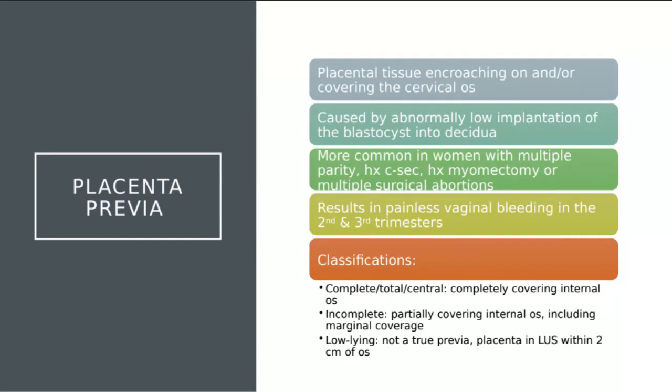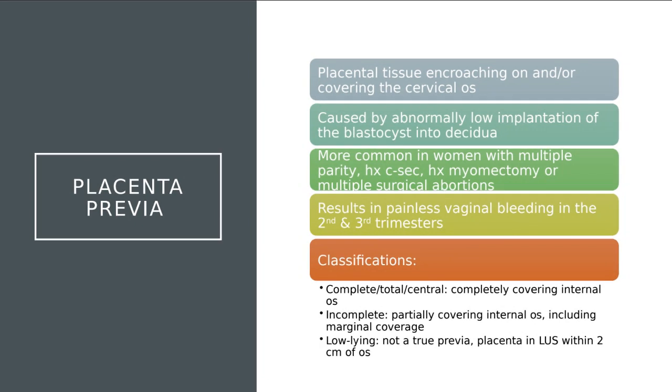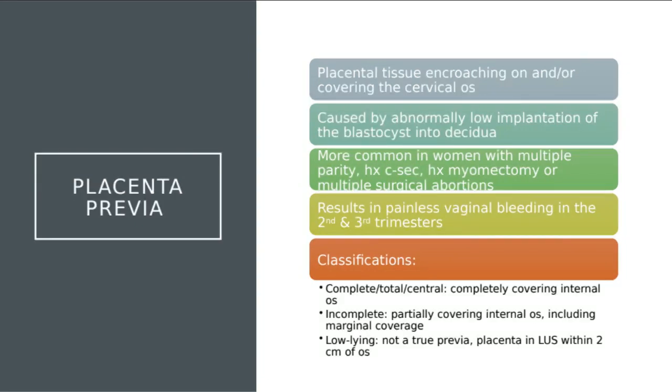It can be caused by low implantation of that blastocyst into the decidual tissue really early on in that first trimester. It's going to be more common in women who have had previous babies, a history of a C-section, a history of a myomectomy where they can go in and remove a fibroid, or multiple surgical abortions. So this is not talking about a medical abortion. This is talking about if you've had to have any sort of surgical intervention, and that is either D&C, D&E, any of those other invasive procedures into that uterine cavity.